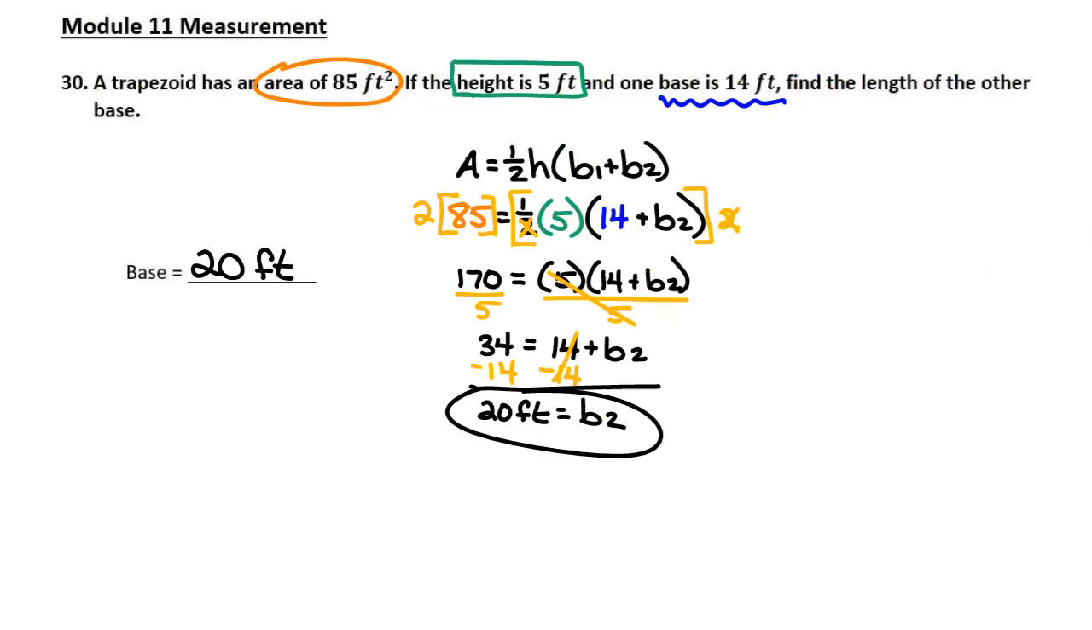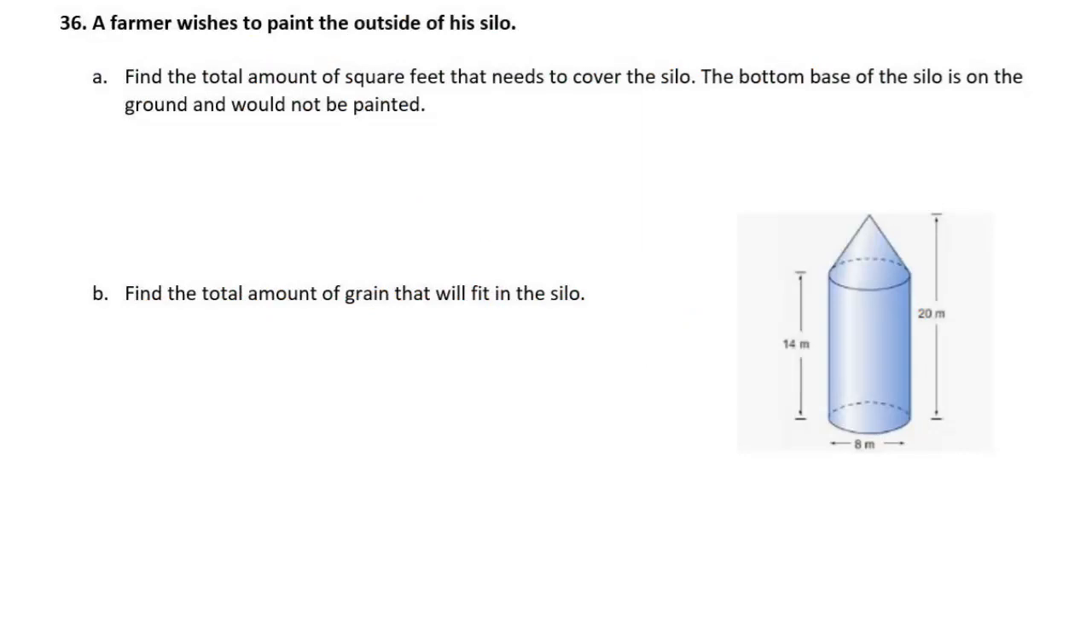All right. What else would you guys like to see? 34? Absolutely. All right, so number 34. Oh, that's 36. I went too far.